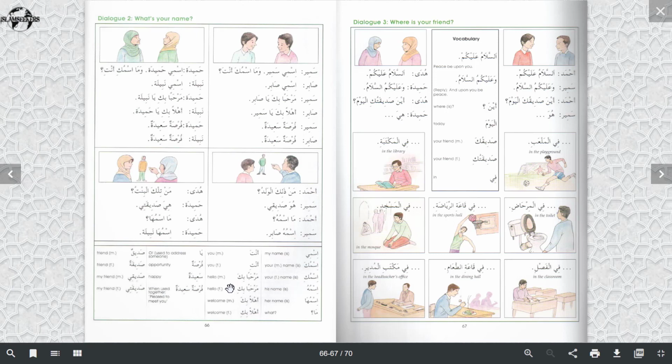مرحبا بك. Hello, speaking to a man. مرحبا بك. Hello, when speaking to a woman. أهلا بك. Welcome, when speaking to a male. أهلا بك. Welcome, when speaking to a female. This is used when addressing somebody. فرصة. Opportunity. سعيدة. Happy. فرصة سعيدة. Pleased to meet you. صديق. A masculine friend. صديقة. A feminine friend. صديقي. My masculine friend. صديقتي. My feminine friend.